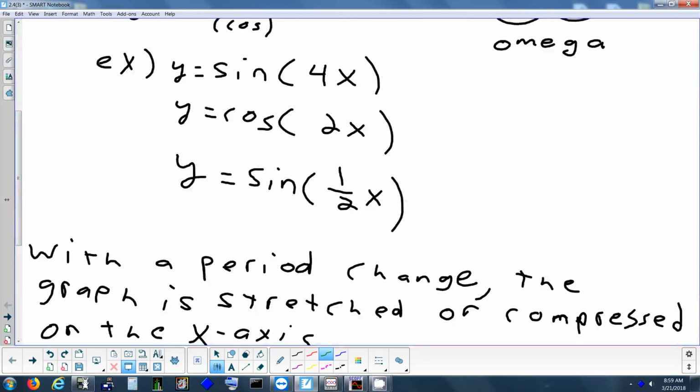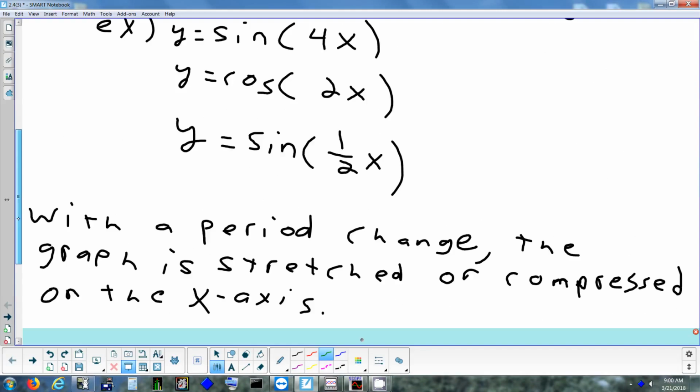And for this particular transformation, I'm only going to give you positive numbers in front of x. Could this be like a -4 or a -2? Absolutely. It would cause a flip, okay, to happen. So we talked about a flip with the amplitude change, flipped it vertically. Well, a negative in front of the x here would cause a flip horizontally. But we're just going to stick with positive numbers.